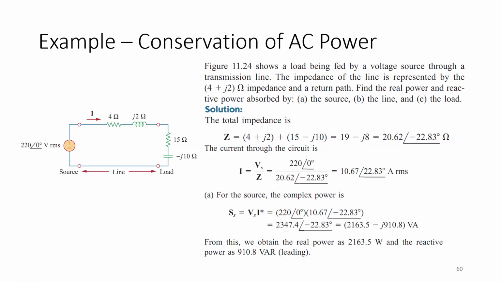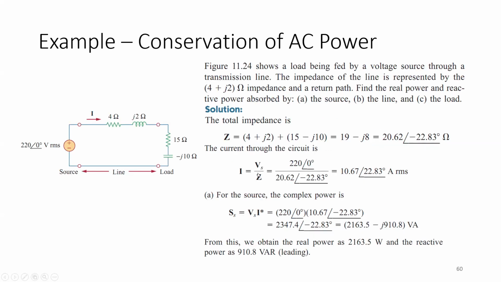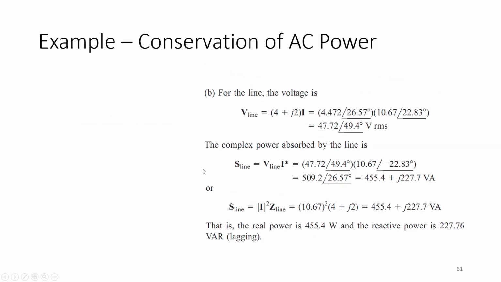For the source, the complex power is Vs I conjugate, and we need to take the conjugate of this one, which can easily be taken by just changing the sign of this angle, and Vs is given 220 volt angle 0. So multiplying this is the complex power delivered by the source. Now the power consumed across this line impedance 4 plus J2 ohm would be equal to this one, because the current is similar, it's a series connected circuit. So current is this one and 4 plus J2 ohm can be written like this.